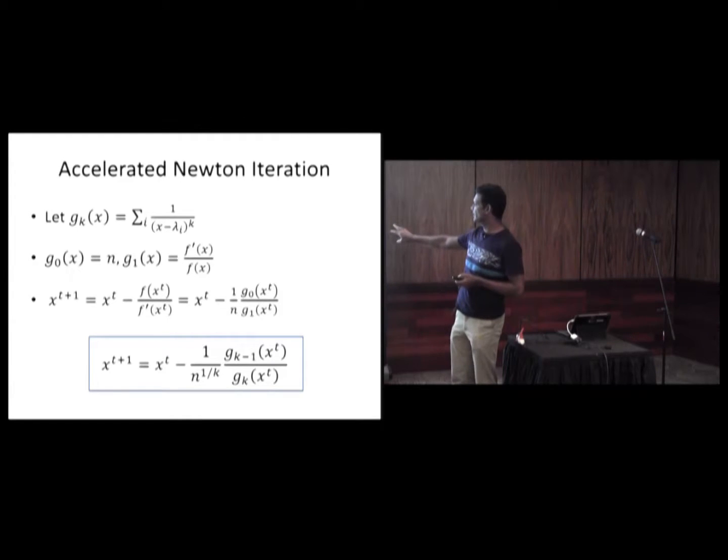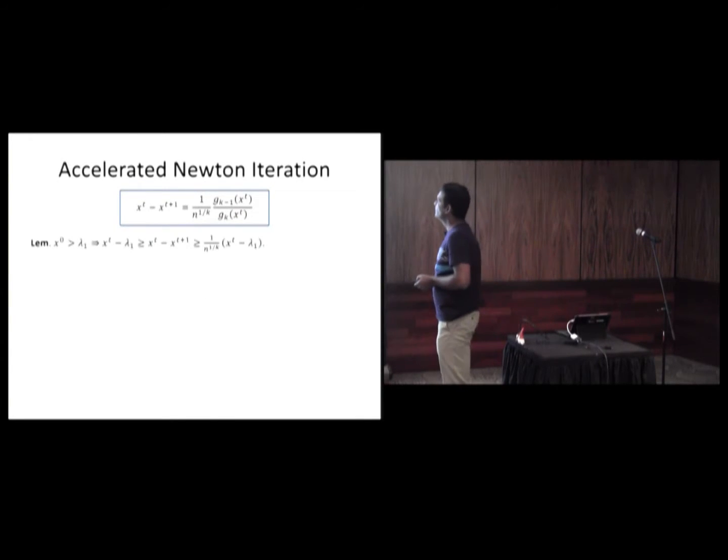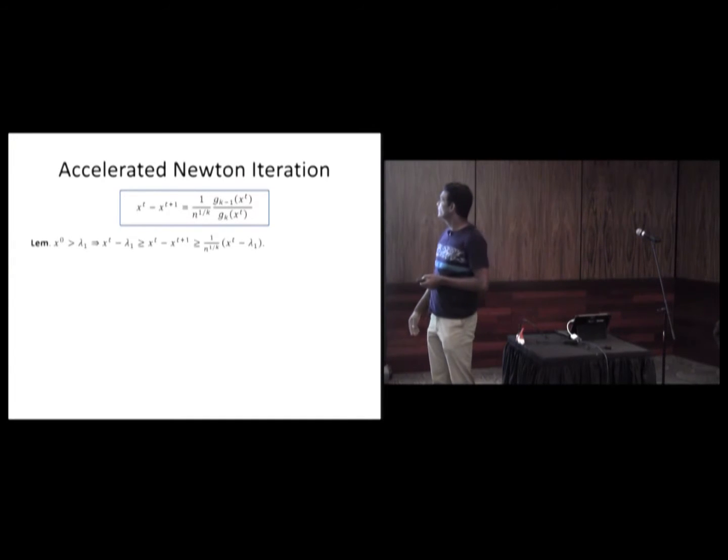Before we worry about implementation, let's just see if this is faster and why it should be faster. So here's the iteration. The claim is, as before, the decrease will be no more than the current gap, so you won't go below the top root. But you will move by at least 1 over n to the 1 over k, instead of 1 over n. So if you use k equal to 2, you get 1 over square root n each time, and so on. And this proof should fit on this slide.